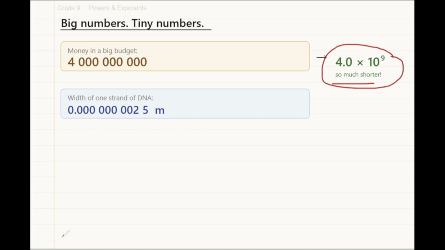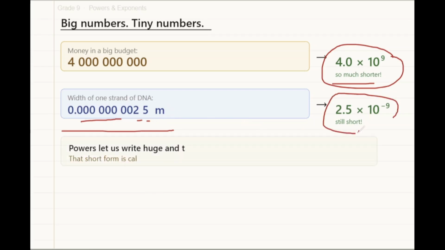So now look at this number. This is the width of one strand of DNA. So it's a point with so many zeros and then 2 and 5 meter, right? So it is so difficult to write in this way. So we can write this in a short way: 2.5 times 10 to the power negative 9. So here's the big idea. Powers let us write very big and very small numbers in a small, neat way. That short form has a name. We call it scientific notation. We will build up to it step by step.